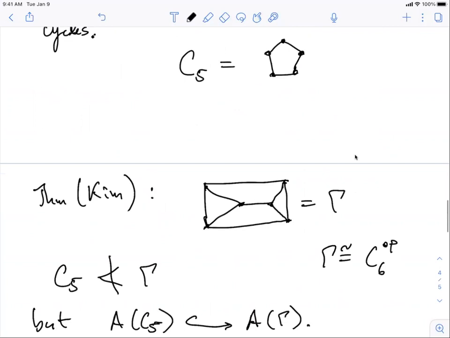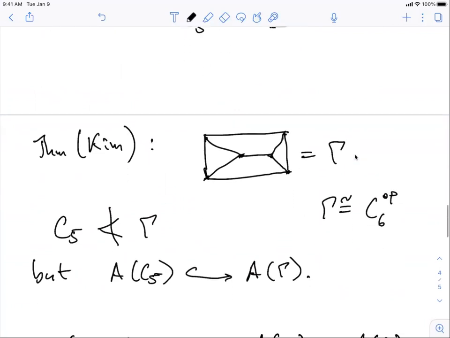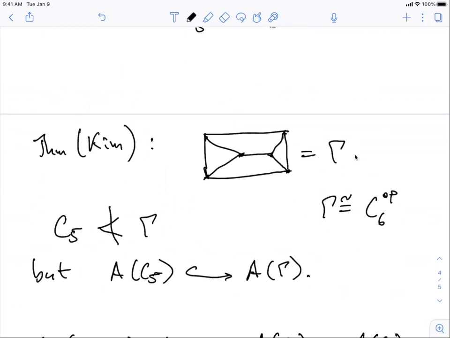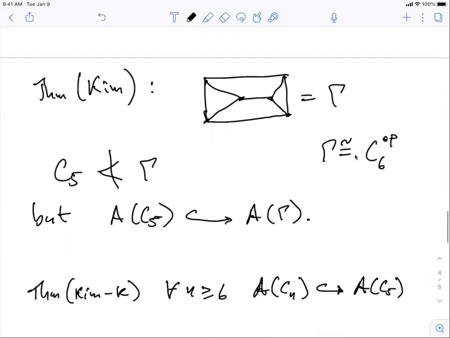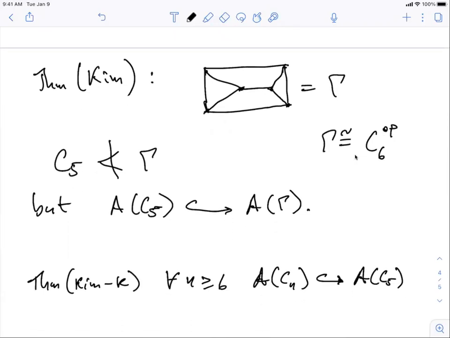Sorry, can you just remind me? I thought you guys also characterized when it happened. Though I thought that you may not have a copy of C5, but then you have the opposite graph of C5 or something. Isn't there some characterization like that? No, we had a conjecture about that, but that turned out to be false.